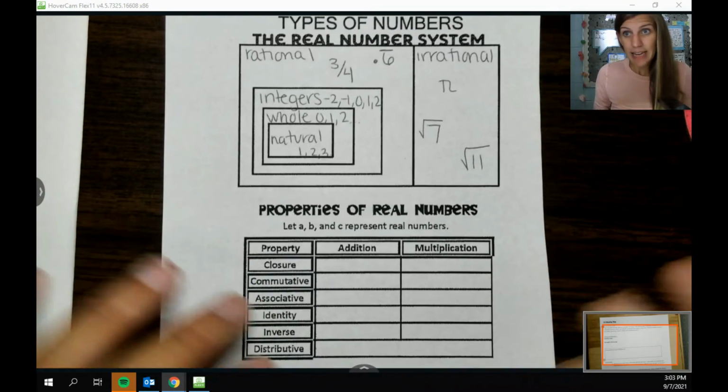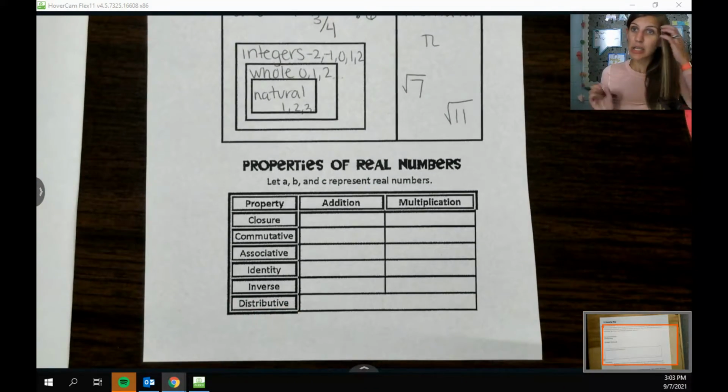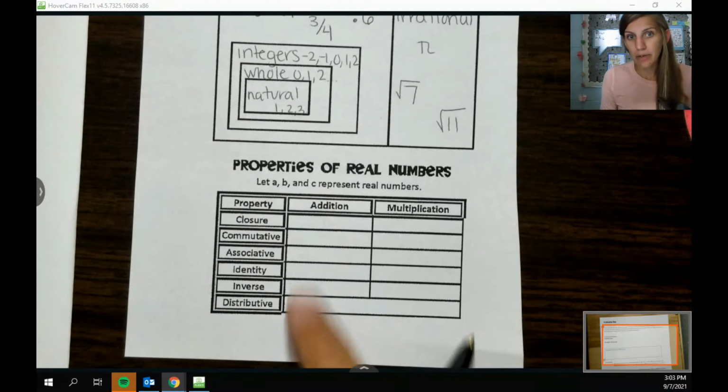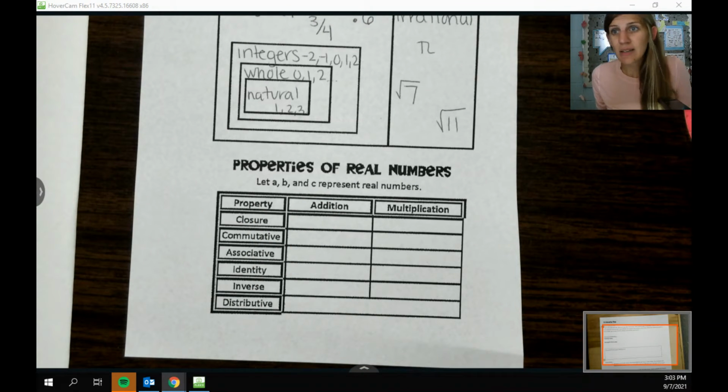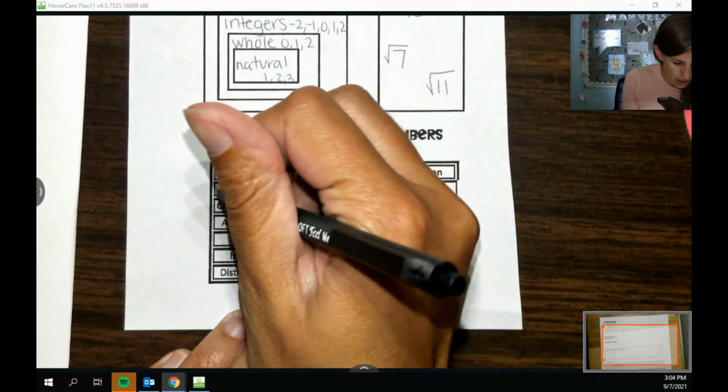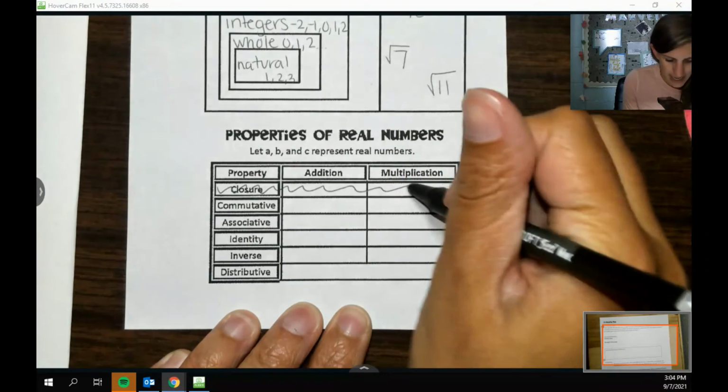Last sort of mathy topic that we have here that's not super duper important are different properties of real numbers. So again, these are things that we sort of just understand and do, but they do have names, and that's kind of fun to know. I don't want to talk about closures, so we can cross that one right out.